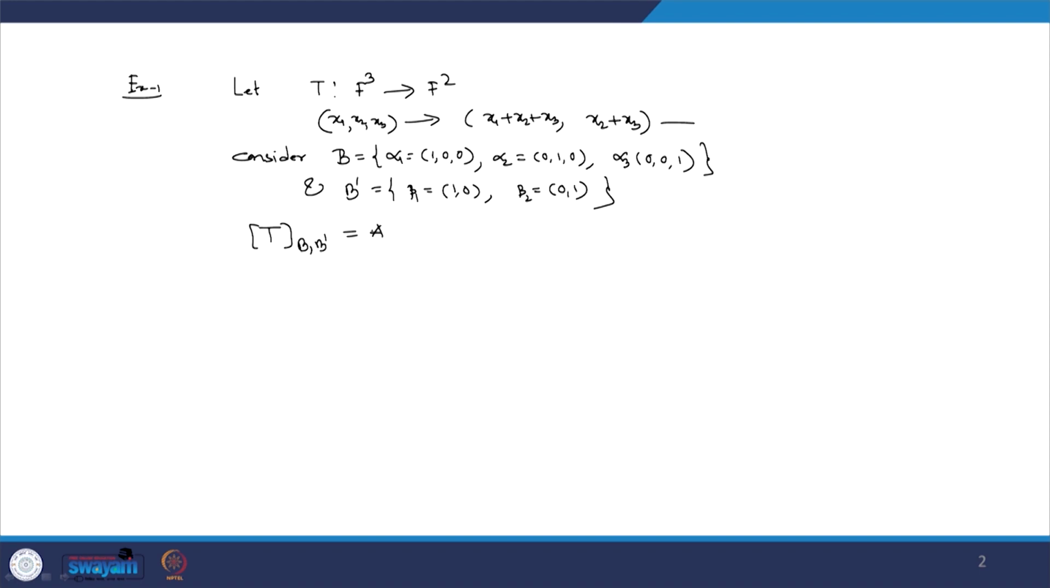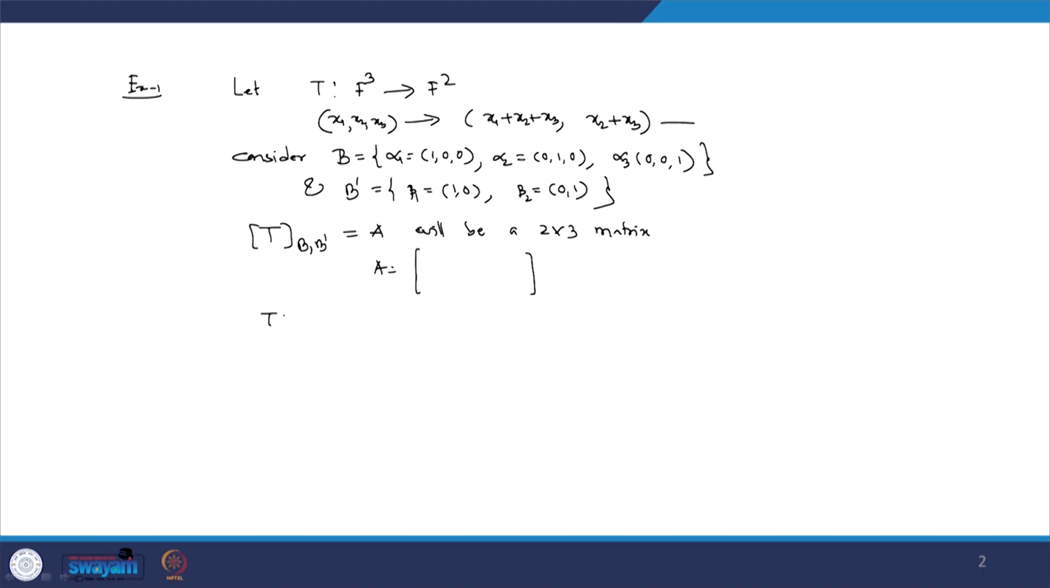Now, the question is, suppose a matrix is given to me, how will I define the corresponding linear transformation? Is it possible to do it? Let me talk about this specific example case. So, here we can find what the matrix representation A is. A will definitely be a 2 cross 3 matrix. So, A will be equal to something like this, A1, A2, A3.